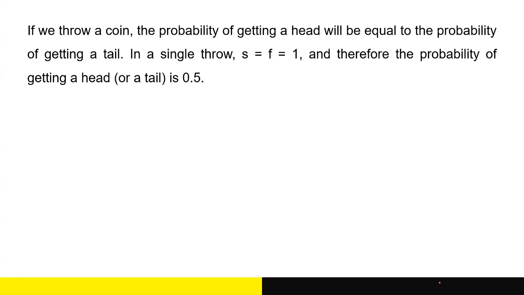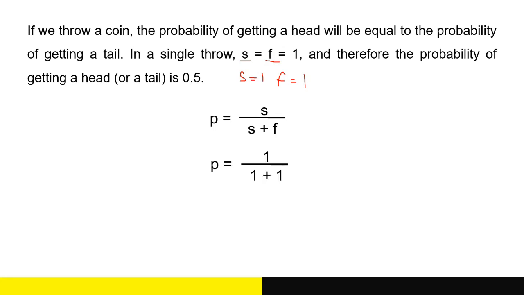When we toss a coin once, there are two possible outcomes, where the probability of getting a head is equal to the probability of getting a tail. In the formula, s equals f equals 1, referring to the number of successful outcomes and the number of unsuccessful outcomes. So the value of s is 1 and the value of f is 1. We have here the formula that calculates the probability of getting a success, which in this case is getting a head.